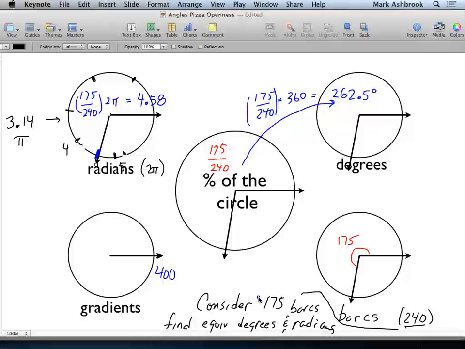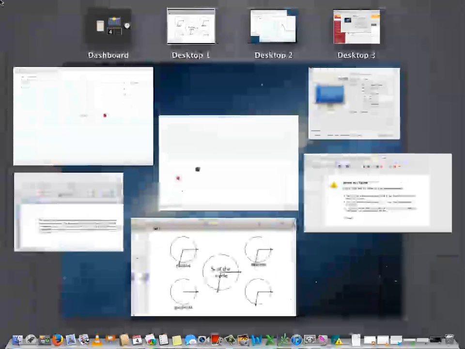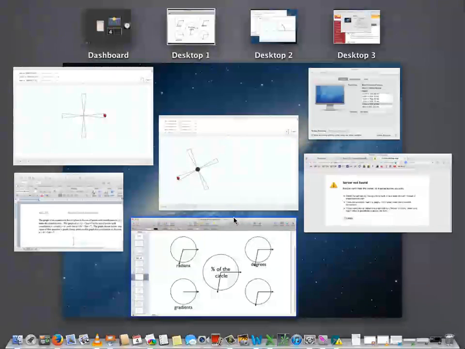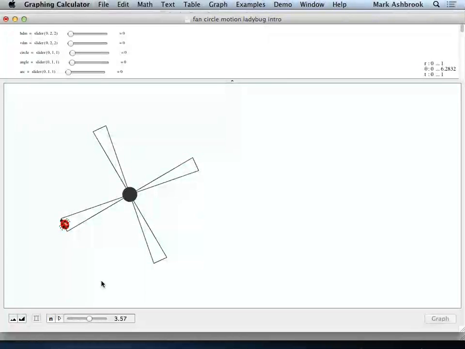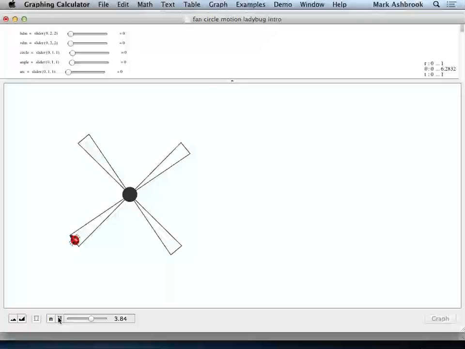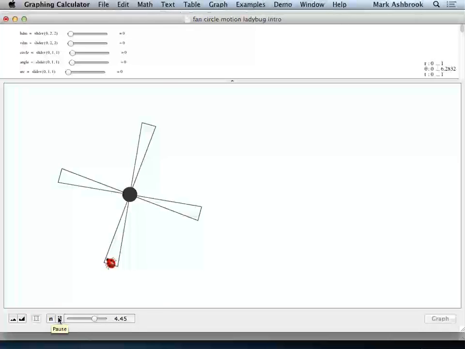Okay, any questions on converting? All right. And then, so let's just, hold on. So if you open up to the page where you left off in the homework on that investigation, what page is that? 265.